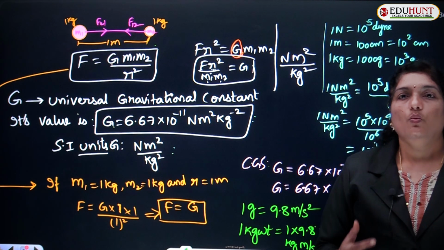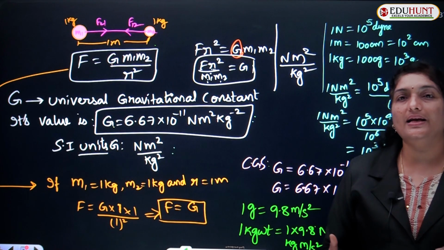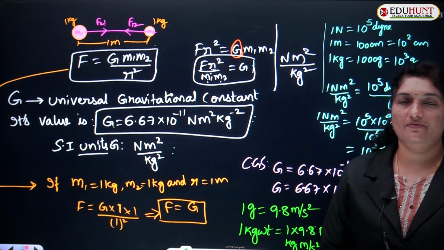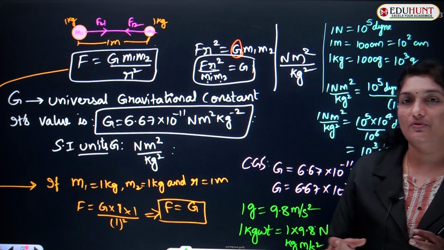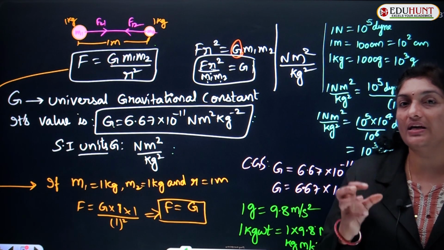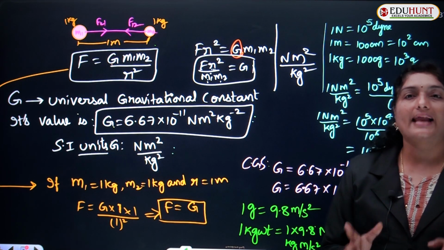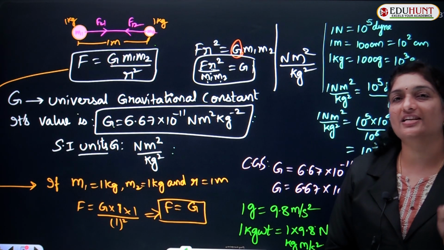So, children, we know that every body attracts every other body in the universe. Similarly, Earth also attracts other bodies towards itself. This force is called the gravitational force. The gravitational force of the Earth on other bodies is called gravity, or in detail, acceleration due to gravity.